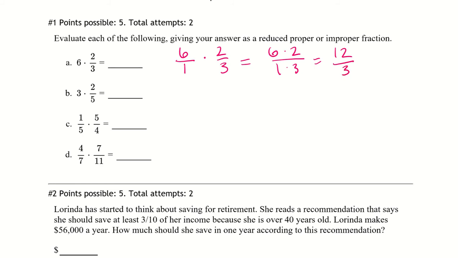Can I simplify or reduce that? I look at the top. Well, they share a 3, but I could also divide 12 by 3. If I divide 12 by 3, that gives me 4. So that is the reduced proper or improper fraction.